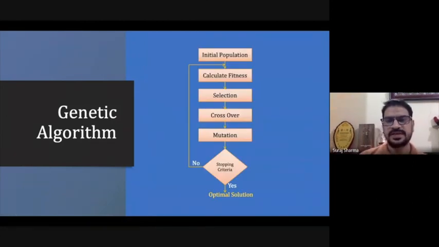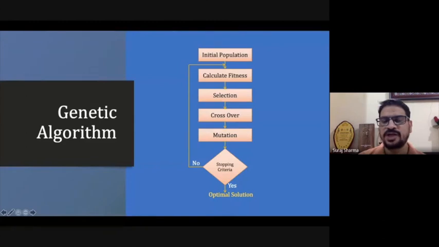Okay, let's see the same process in terms of a diagram. The same algorithm which we have seen, let's see with the help of a diagram. Here we have some initial population. In the initial population, we calculate the fitness, and based on that fitness, we select some chromosomes, right? After selecting, we do the crossover of those chromosomes, and after the crossover, we do some mutation to again increase the fitness function value. After that, we check the stopping criteria.